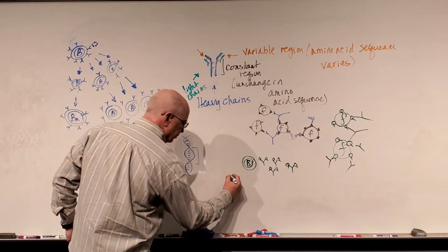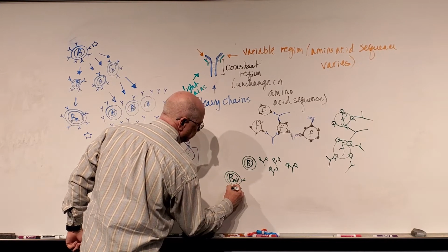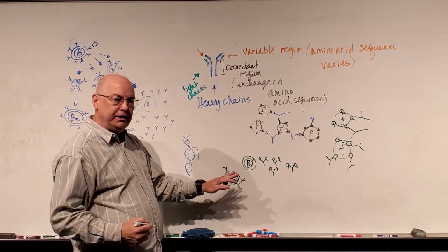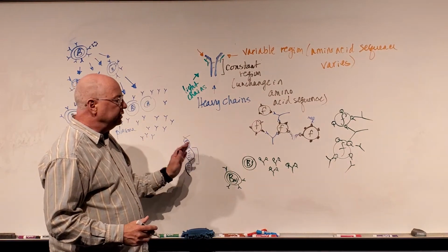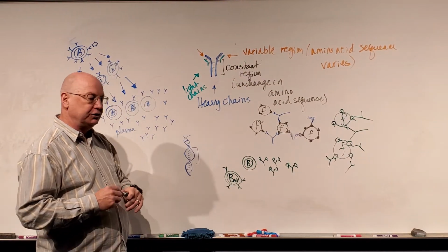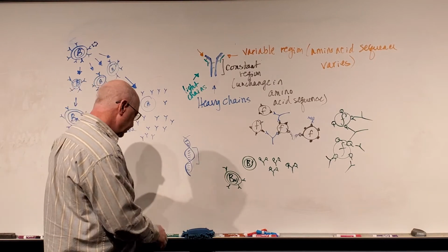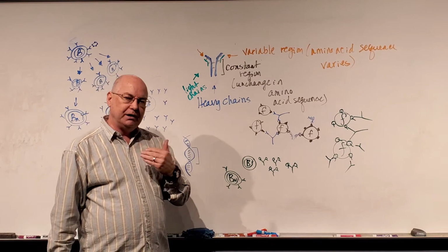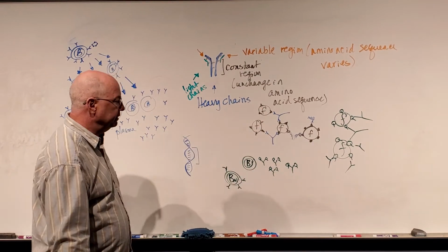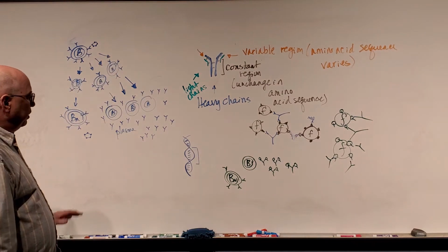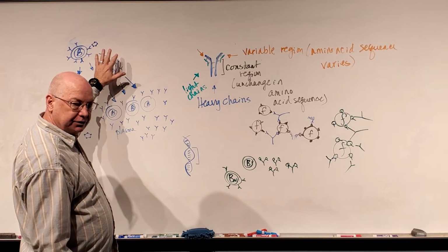And they're always going to make some memory cells that will remember it, so that once we wipe it out, if it tries to reinvade the body, we'll get a much more rapid second response, third response, and wipe it out before it causes the illness in most instances. Okay? This is why if you get chicken pox as a kid, you don't get it again, because your immune system can recognize it.